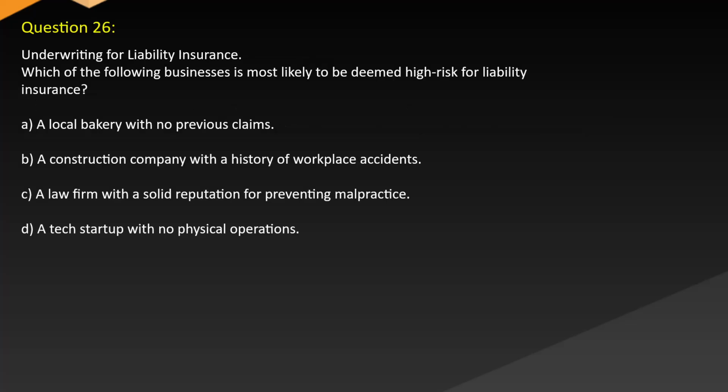Question 26. Underwriting for liability insurance. Which of the following businesses is most likely to be deemed high risk for liability insurance? A. A local bakery with no previous claims. B. A construction company with a history of workplace accidents. C. A law firm with a solid reputation for preventing malpractice. D. A tech startup with no physical operations.